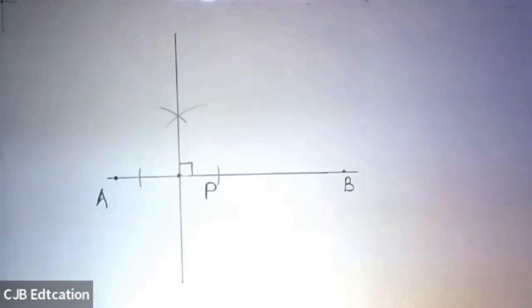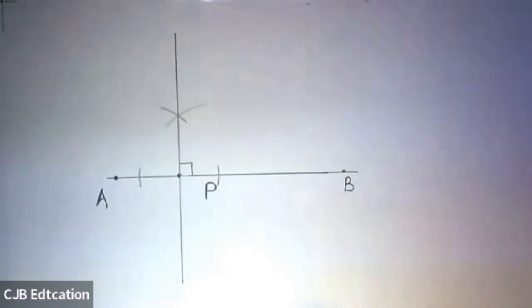You better write down this, draw the figure. Okay, sir. Right. Then you better put the next construction: constructing a line perpendicular to a given straight line segment at an end point.